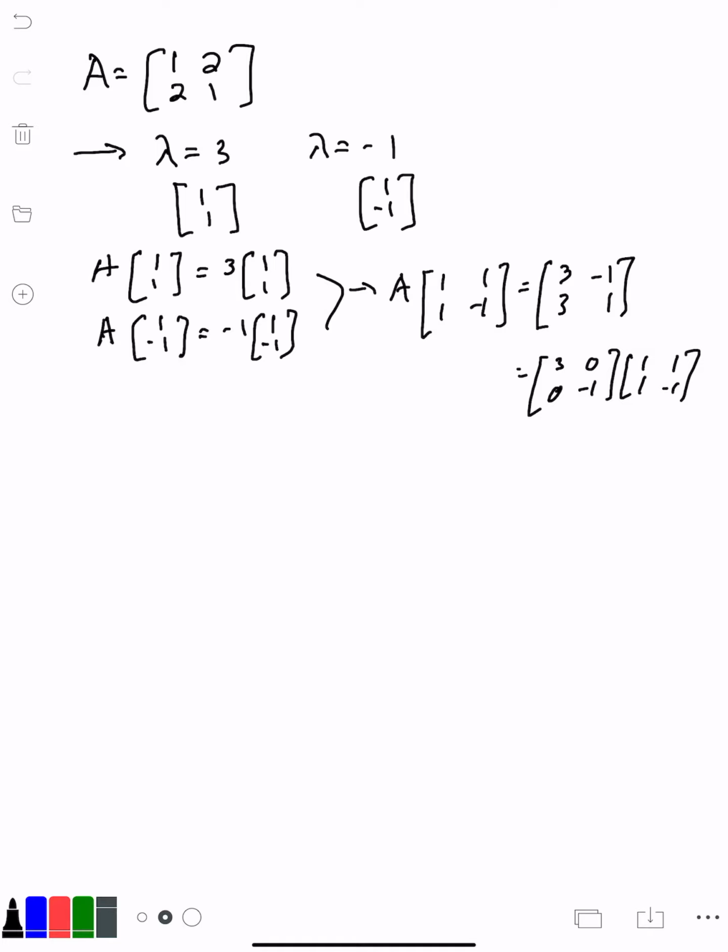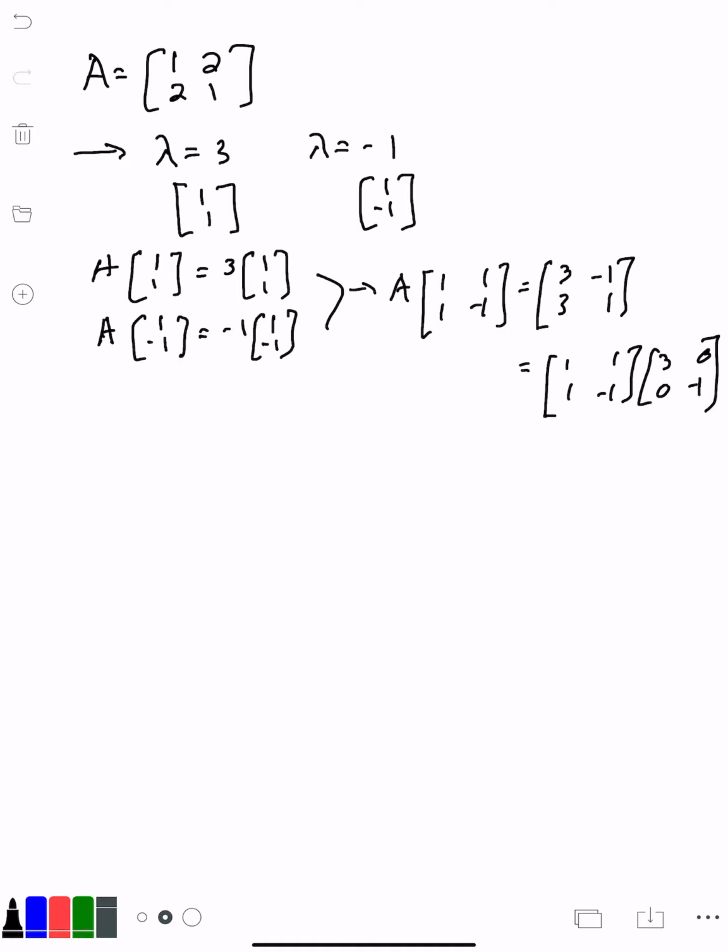Oh, sorry, I messed up. Okay, so how do we write this? It's going to be... Yeah, sorry, I put them in the wrong order here. It's going to be [1, 1; 1, negative 1] times [3, 0; 0, negative 1]. Okay, so double check that that actually is correct, and it should be.